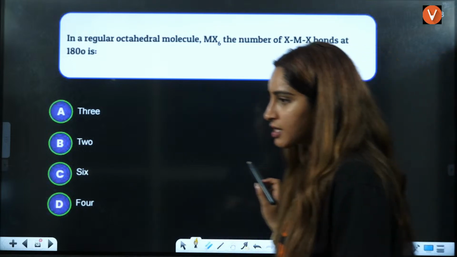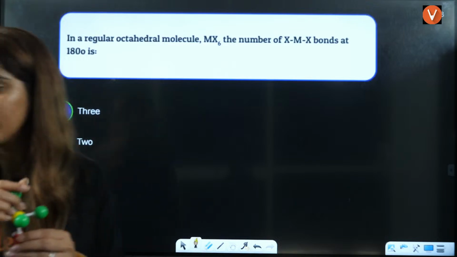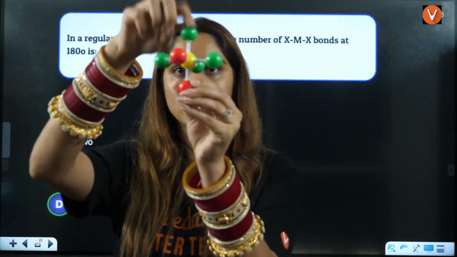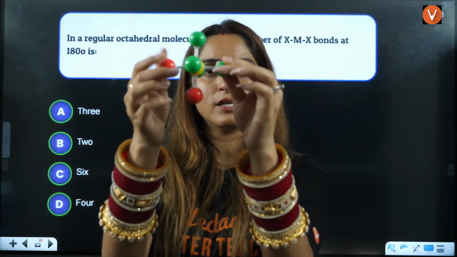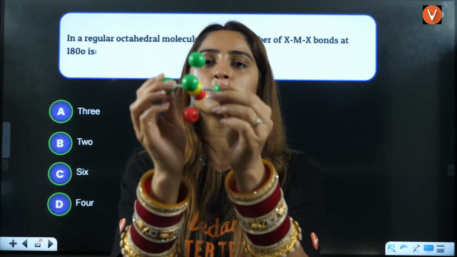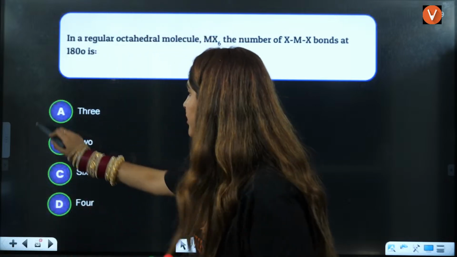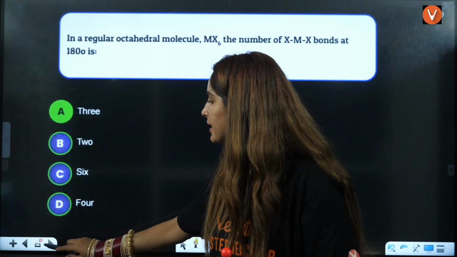In a regular octahedral molecule MX6, the number of X-M-X bonds at 180 degrees? Very simple this is. I have to show you with the help of the structure. Beta, they are asking you 180 degrees. So this is octahedral. This green to this red is 180 degrees. This green to this red is 180 degrees. This green to this green is 180 degrees. Total 3 angles of 180 degrees you have here. So 3 is the correct answer.